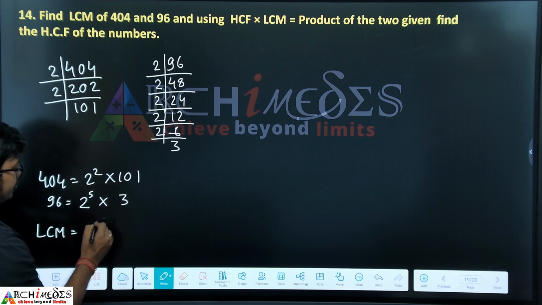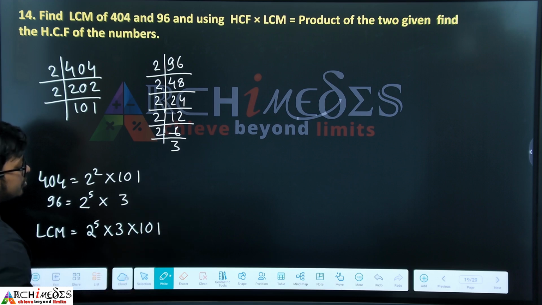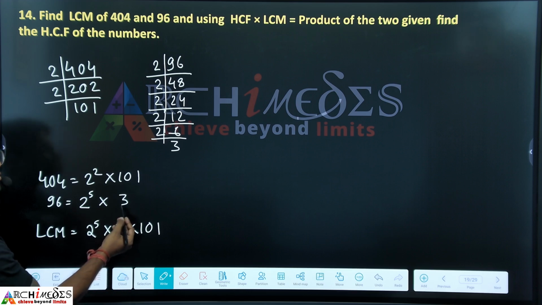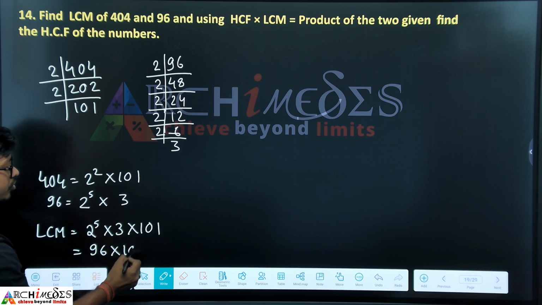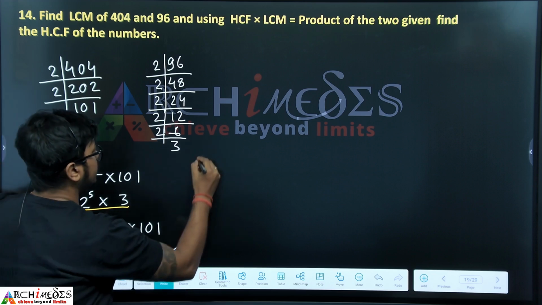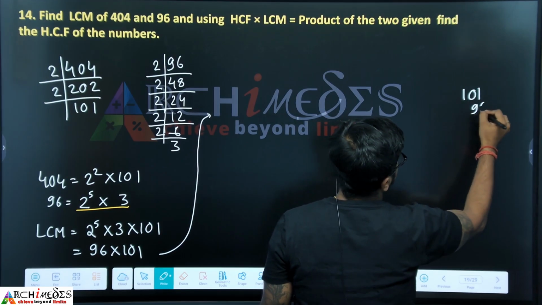Okay, 2 to the power of 5 into 3 into 101. Yes or no? Okay, listen carefully. Dear, you know this one, 2 to the 5 into 3. Yes or no? Here, you know the 2 to the 5 into 3 value here is 96. Clear? So what I am doing here now in rough is 101 into 96.